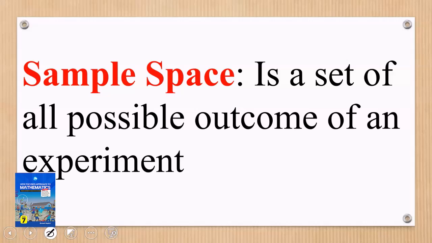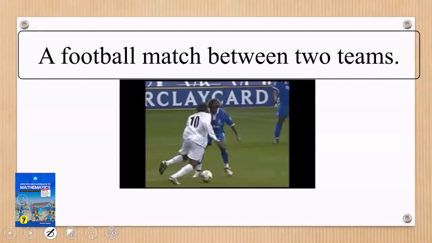We learned from our previous lesson that experiment simply means any action or operation that the outcome is not certain. Okay, so for example, we are about playing a football match. We don't know the outcome, so that becomes an experiment. But what are the possible outcomes that will happen when we end a football match? Those outcomes are what we refer to as the sample space.